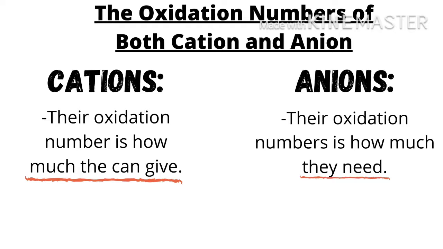For cations, their oxidation number is how much they can give. For anions, their oxidation number is how much they received.